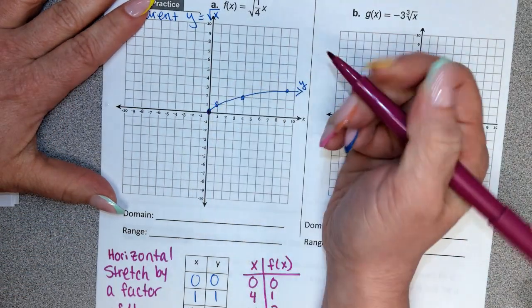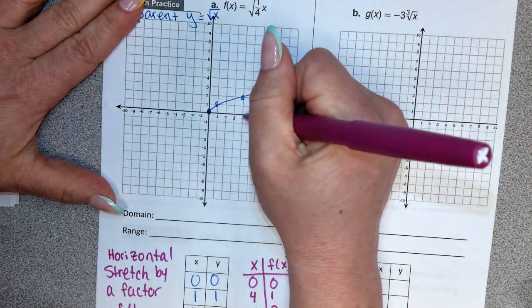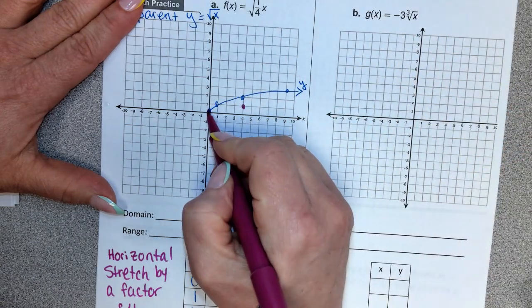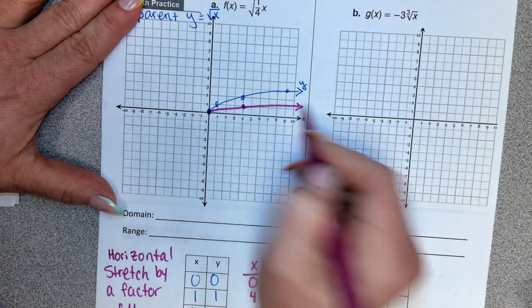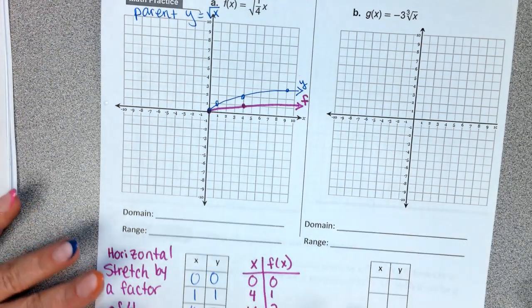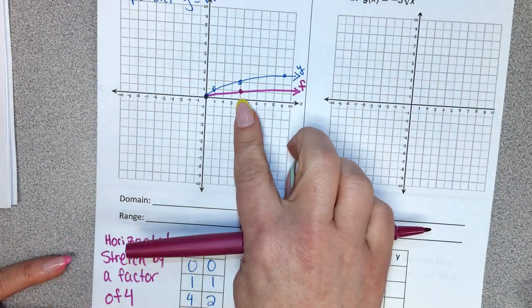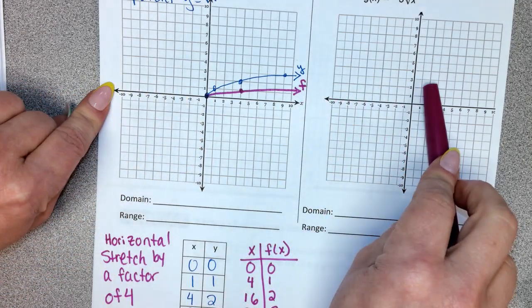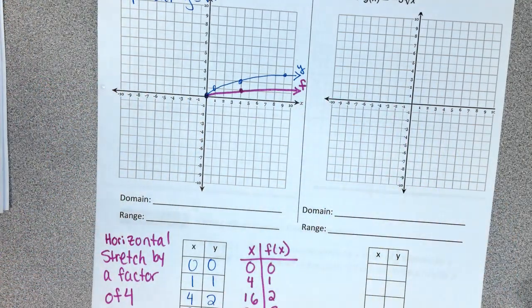So I have (0, 0), (4, 1), (16, 2). The point (36, 3) is going to be off the graph, so we're just going to go as far as we can. And this is going to be the graph of f. You can see here that's going to be a horizontal stretch because I'm grabbing this by the sides and stretching horizontally. That's why it looks leaner, a little bit closer to the x-axis.